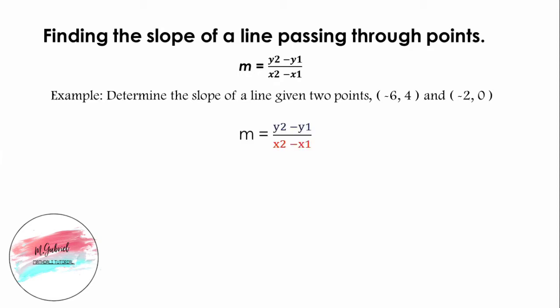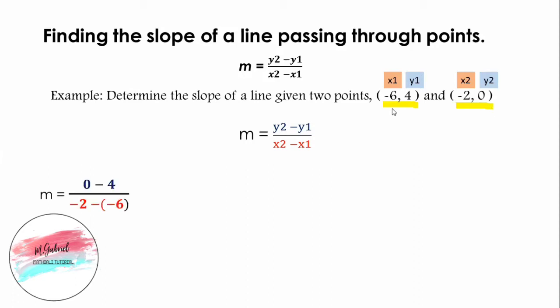So here is the formula. Take note that our x sub 1 is negative 6, then partner niya, that is y sub 1. So yung ordered pair na ganito, magpares or magpartner, this is x sub 1 and the other one is y sub 1. And then dito naman sa kabila, this is x sub 2 and then y sub 2. So ganun siya. x, y, x, y. x1, y1, x2, y2.